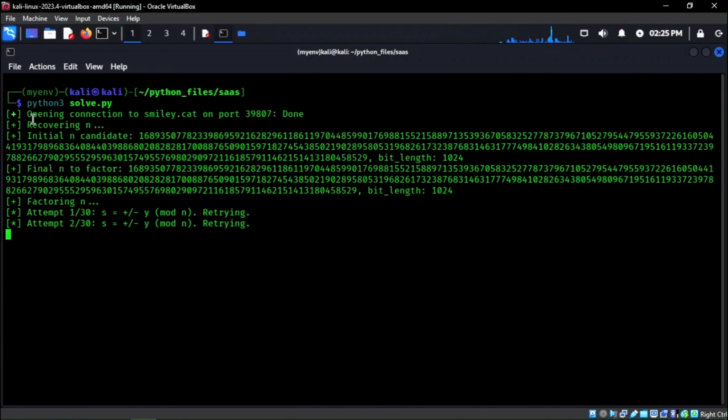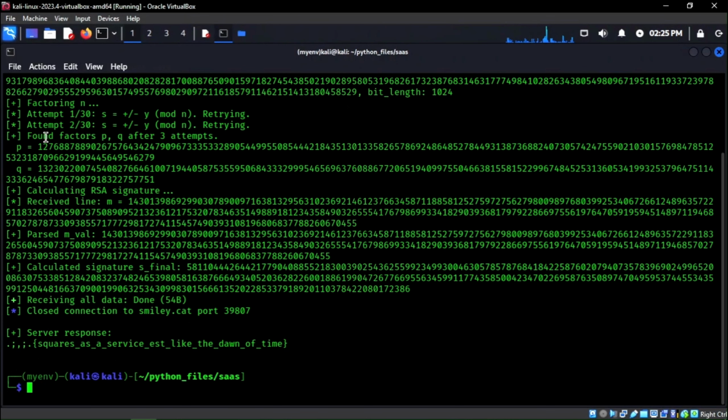So here it is recovering n. And yes, we got a flag.